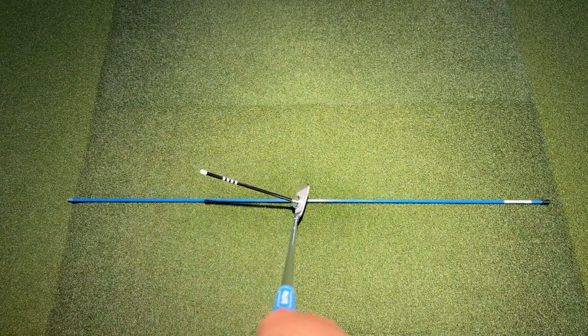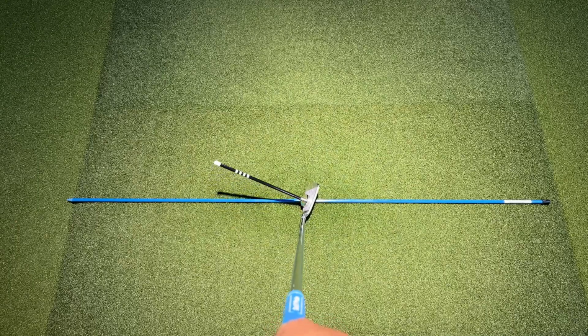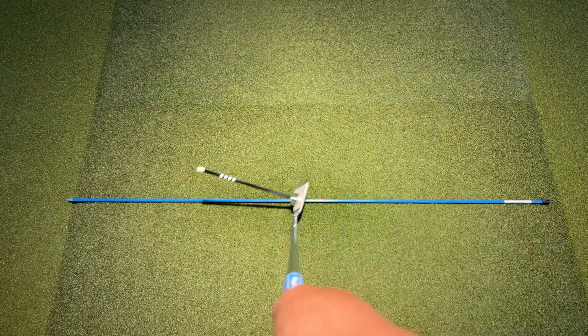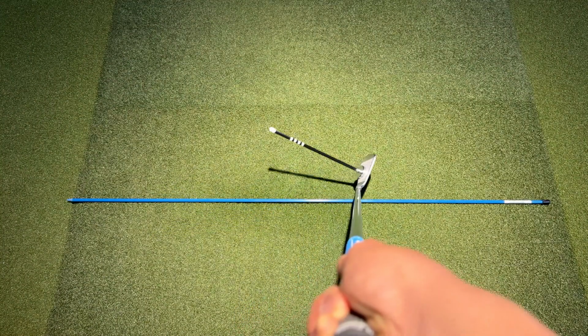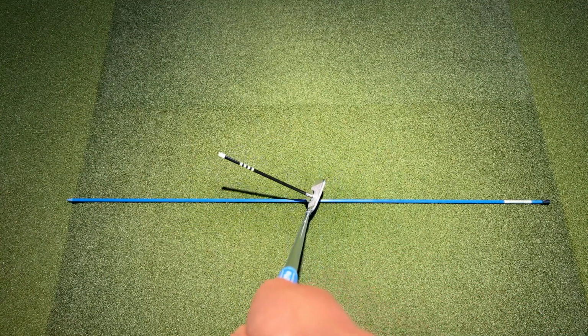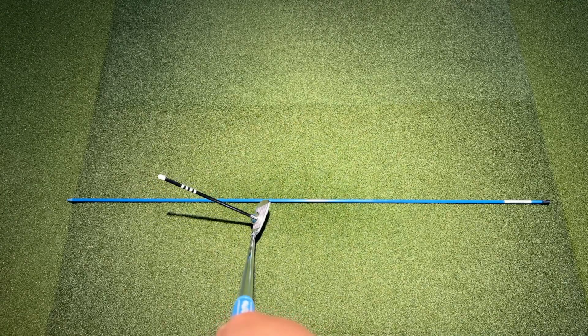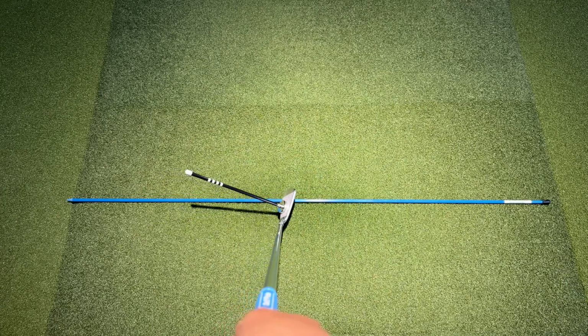When your face is open and you're coming across the top, then the difference between your club face and your path is so great that it'll start right and then wildly continue turning off to the right, which is often seen as a slice.